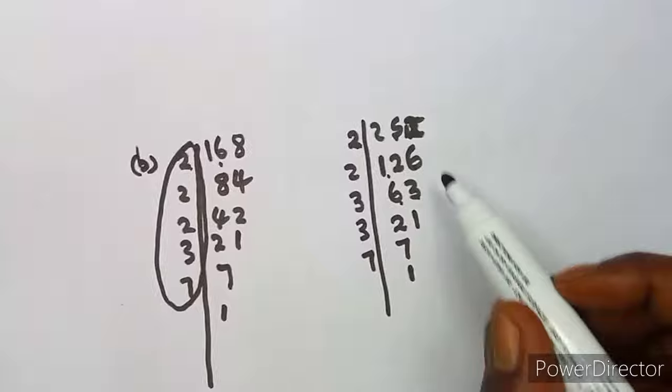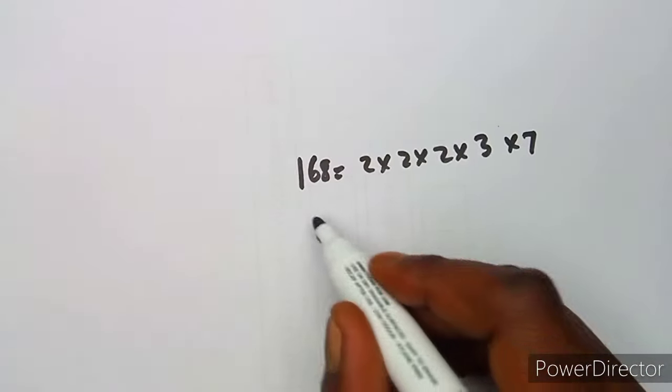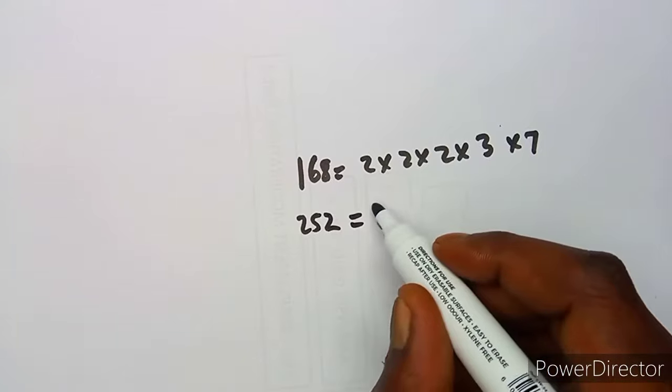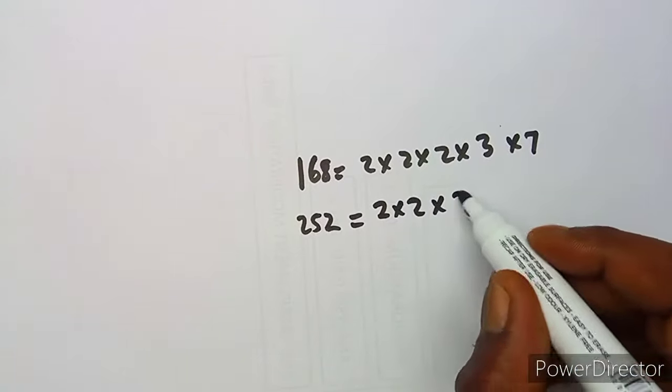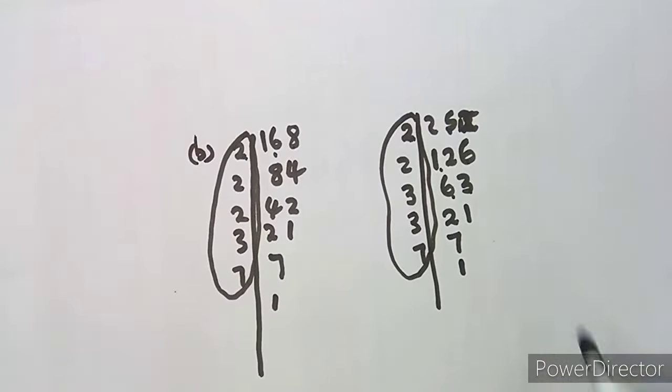All right, you do the same for 252. These numbers, just multiply them as they are. Those are your prime factors. So it's 2 by 2 by 3 by 3 by 7. So these are the numbers that we had.